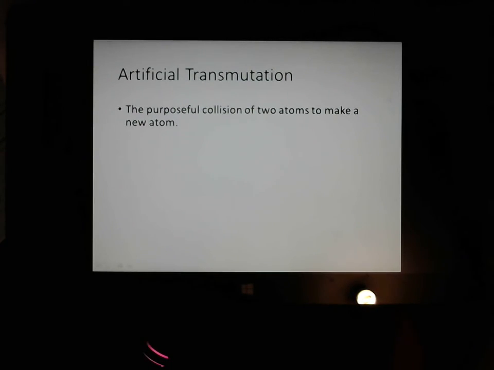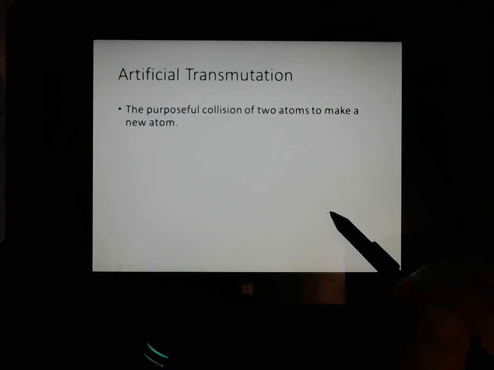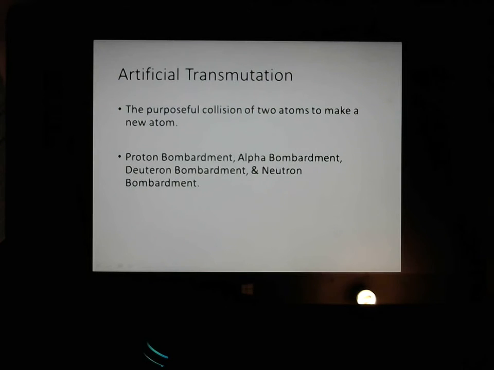Now, the syllabus doesn't have any specific techniques mentioned, but there are a few in the text, and anything new that pops up down the track will just be an extension of this same core idea, and this will help us with the ideas of nuclear fission and nuclear fusion when we look at that shortly as well. Now, the four mentioned in the text are proton bombardment, alpha bombardment, deuteron bombardment, and neutron bombardment.